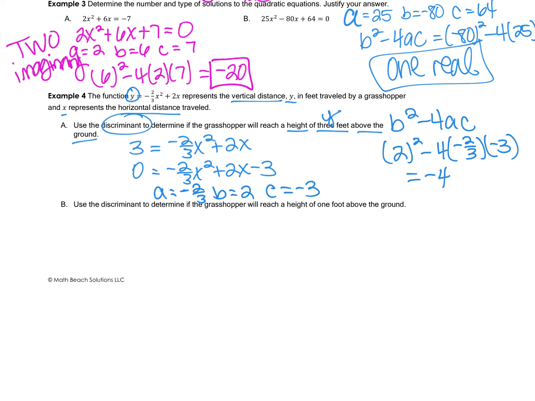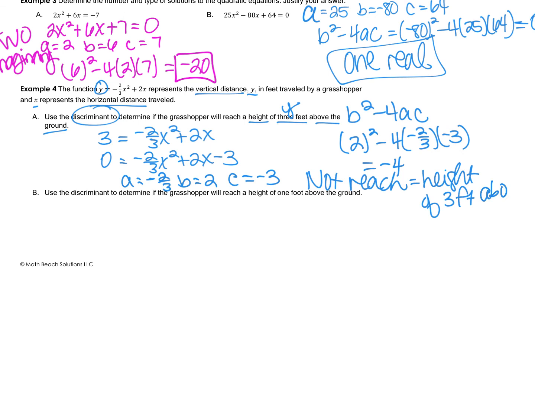So the grasshopper will not reach a height of 3 feet above the ground.